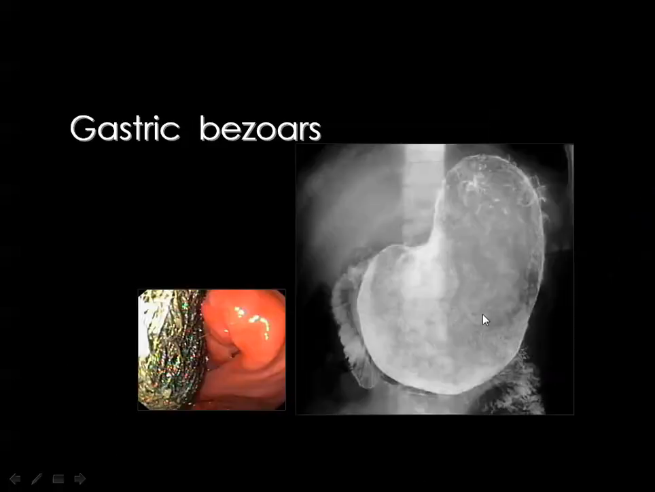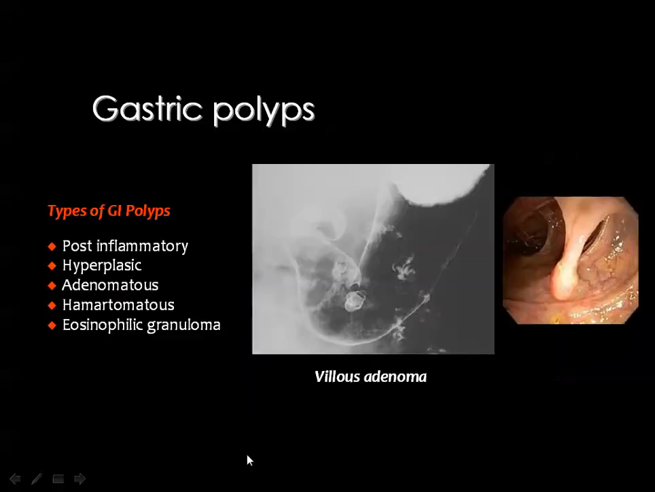This is the barium, and this is the endoscopic appearance of gastric bezoar, made of some of the plastic threads which are indigestible, that has been accumulated inside the stomach, blocking the whole cavity of the stomach.